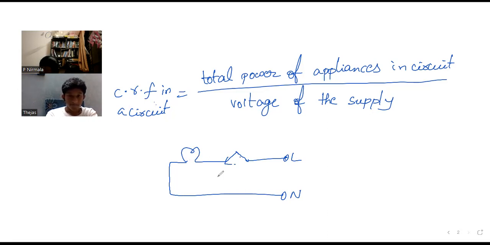Then it is dangerous to connect the switch in the neutral wire. So the switch is connected in the live wire. If you remove the neutral wire for the switch, it is dangerous, because the neutral wire's function is to return the path of the current. Yes, okay, that's fine.